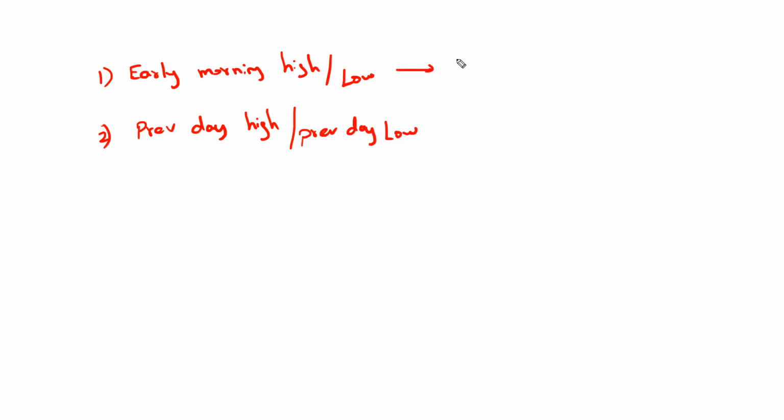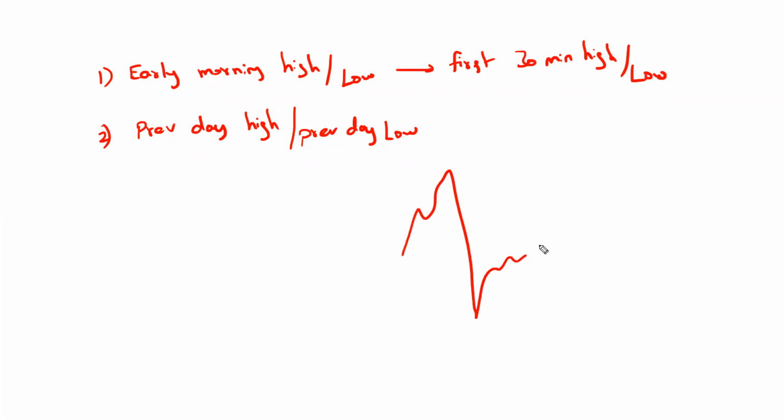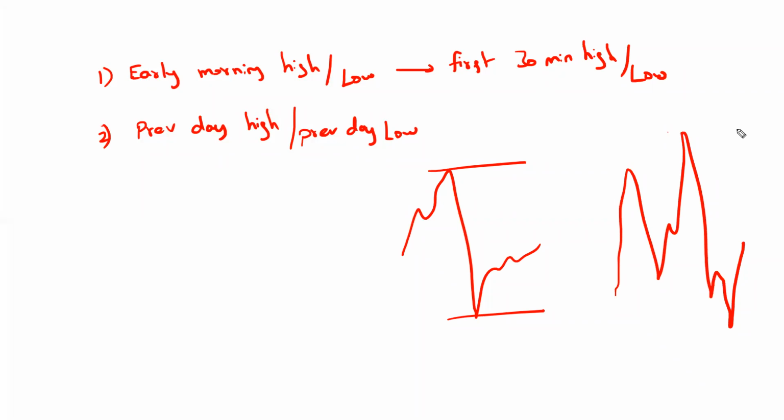This is nothing but the first 30-minute high and low. This is what most traders focus on. The moment the market opens and does some activity, they know that the early morning high and low has been formed. The market will always be doing some activity, maybe a lot of whipsaws, and then it establishes the highs and lows. The first 30 minutes is nothing but the letter A period high and A period low.